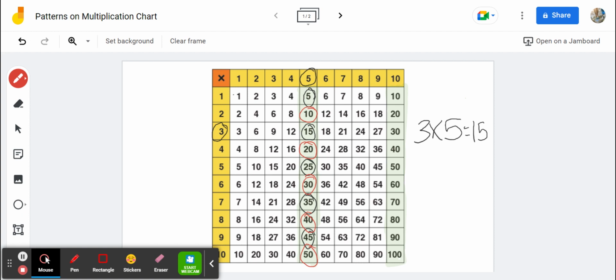Another pattern that students can observe is the tens. Here we have multiples of 10, or the products of 10. What students will notice is it's pretty simple: all multiples of 10 end in 0. So anytime students find an answer for a tens problem, they're going to find that the number ends in 0. All right, so that's how you would use 5s and 10s.